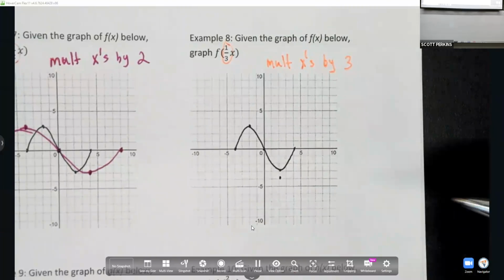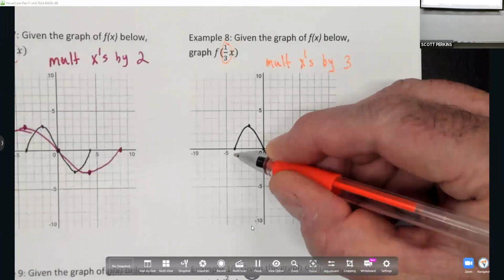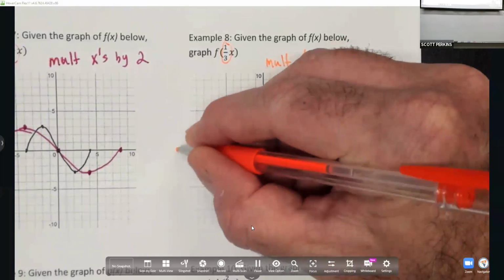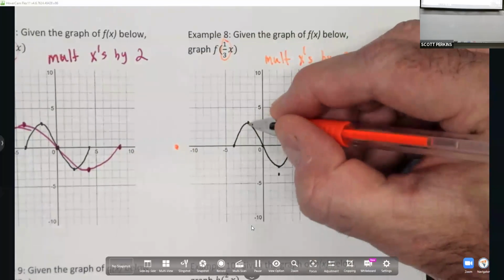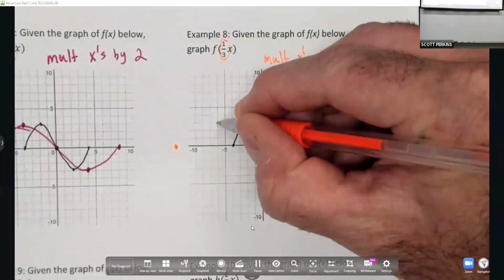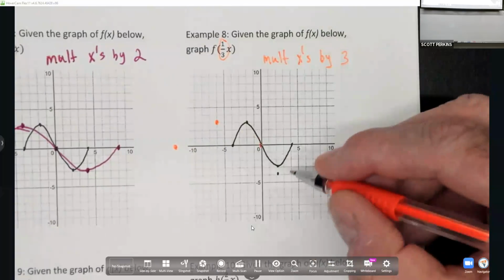All right, here goes. This first x value is -4. When I multiply that by 3, it becomes -12. So here's 10, 11. I'm just going to guesstimate that -12 is right about there. This is -2. So when I multiply that by 3, it becomes -6. 0 stays 0. This is 2.